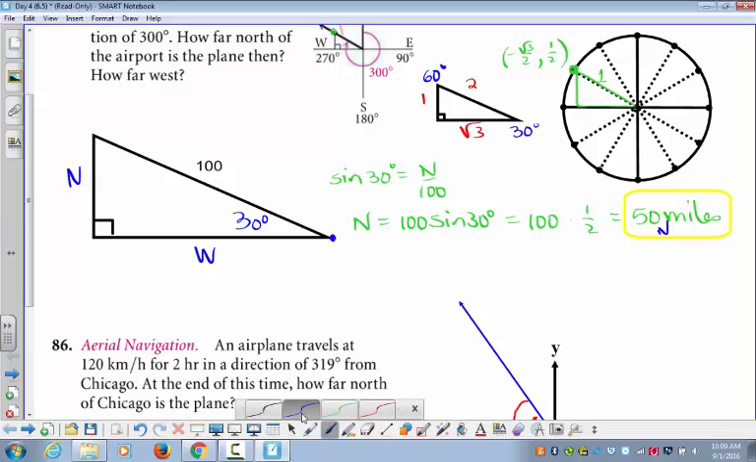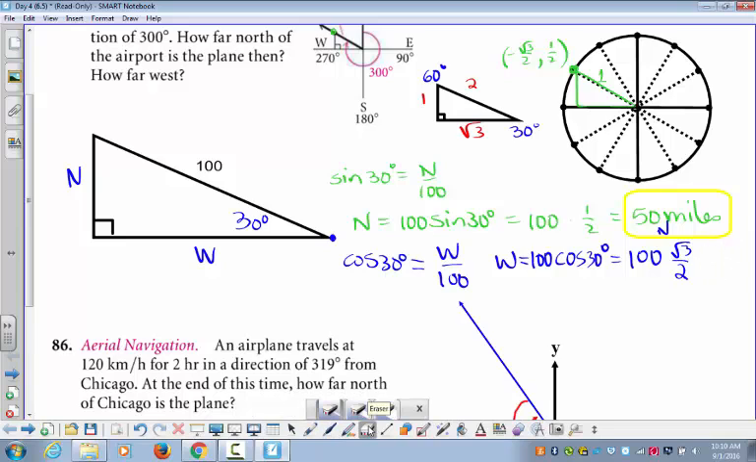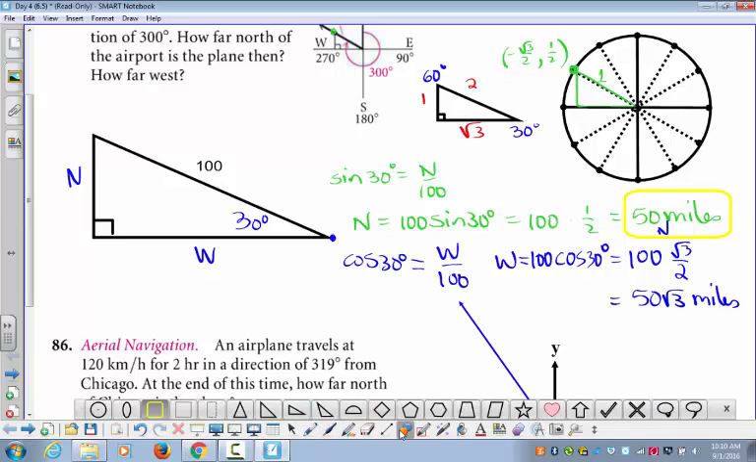So west of the airport, we would use the cosine of 30 degrees. That's going to be w over 100. So we'll have w equals 100 times cosine of 30. And cosine of 30 is root 3 over 2. So that's going to be 50. I did say one thing I want to actually clarify. So that's 50 root 3 miles if we leave it in exact form.